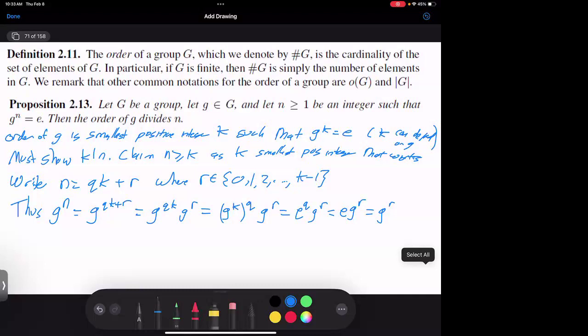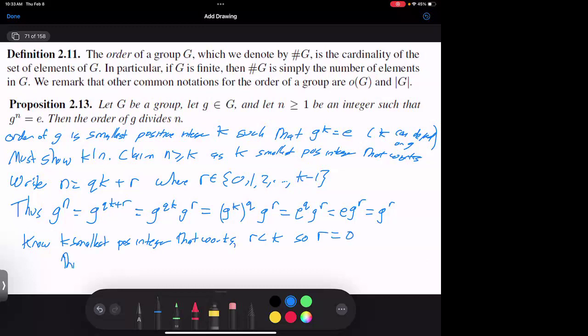So now we know K is the smallest positive integer that works. R is less than K. So what does R have to be? It has to be 0. Thus, n equals q times k, so k divides n. And we're done. And so there's the proof.